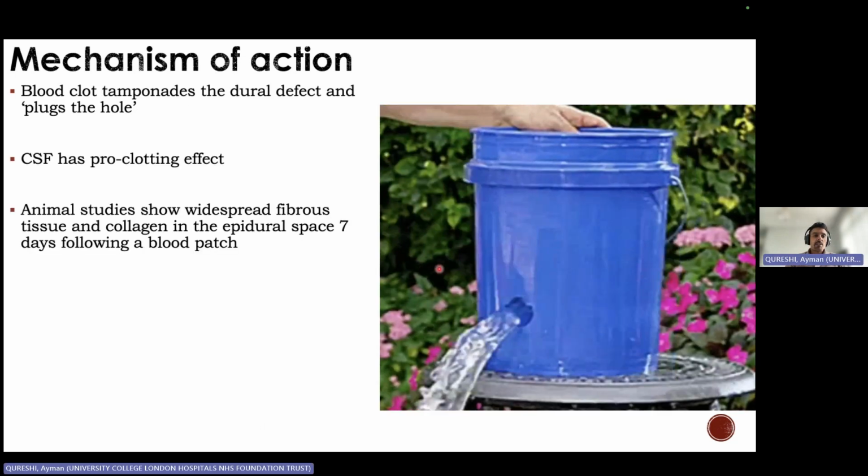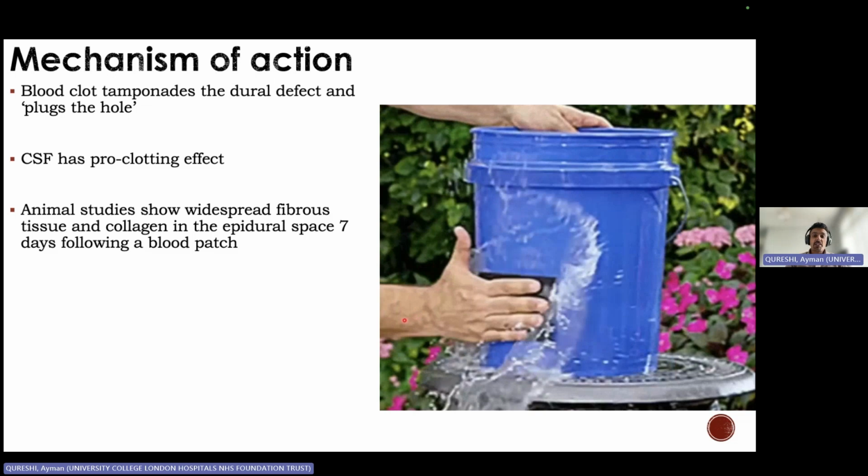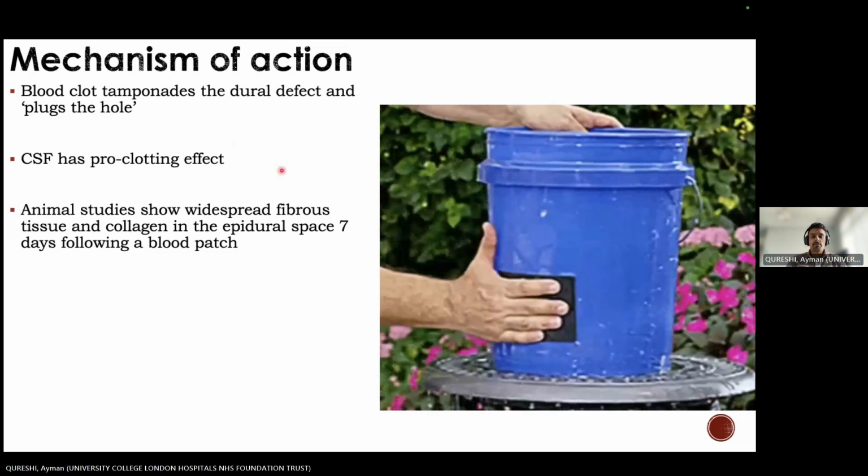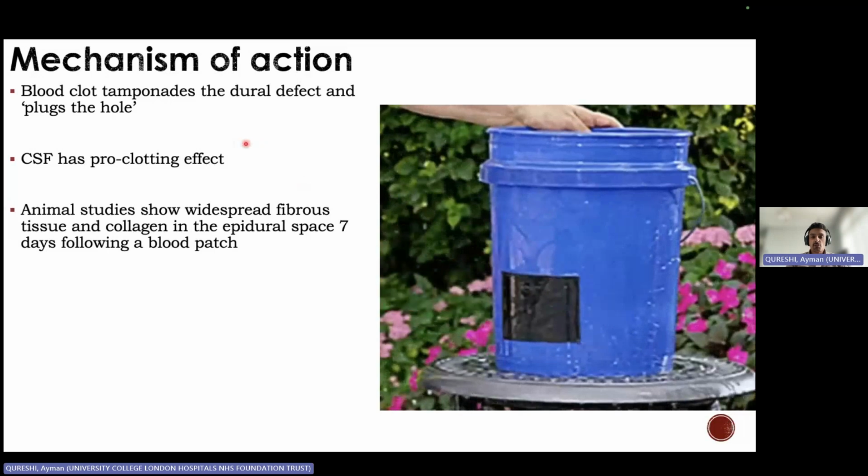The other way is by actually sealing the hole. So the blood clot creates a seal that stops the CSF from leaking out. Now, CSF has been found to have a pro-coagulant effect. That means it promotes clotting of the blood when the blood interacts with it.